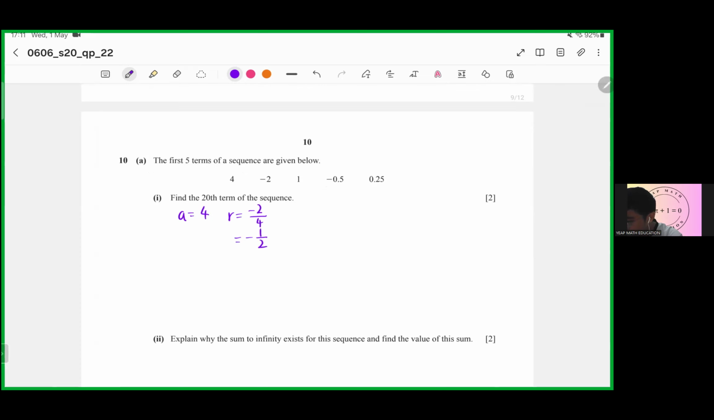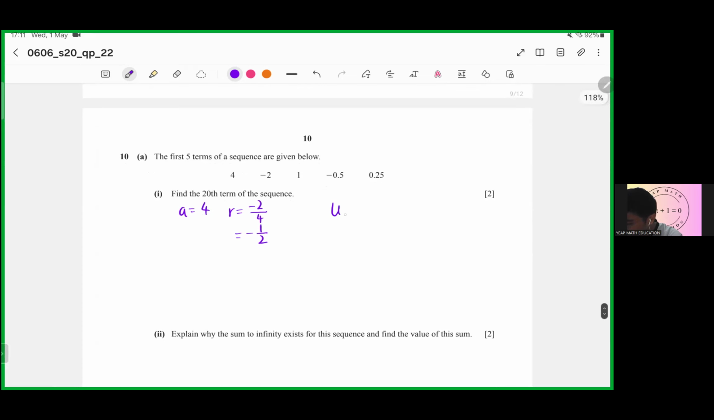Now U20 equals a times r to the power of 19, so 4 times (-1 over 2) to the power of 19. This value is quite small. So you will get -1 over 131,072 at the denominator.